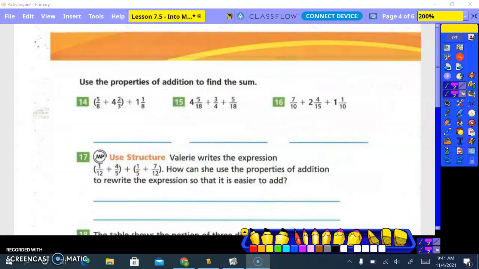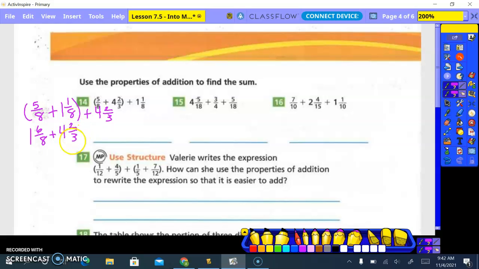Alright, so use the properties of addition to find the sum. So we're going to use commutative, associative, or probably both, okay? So 5/8 plus 4 and 2/3 plus 1 and 1/8. Are we using commutative, associative, or both? Both, right? So we're going to write parentheses. What are we putting together? The 8s, right? So 5/8 plus 1 1/8 into parentheses plus 4 2/3. What is 5/8 plus 1 1/8? 1 6/8. Okay. Plus 4 2/3.